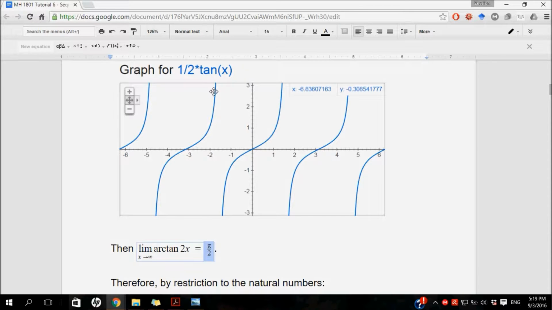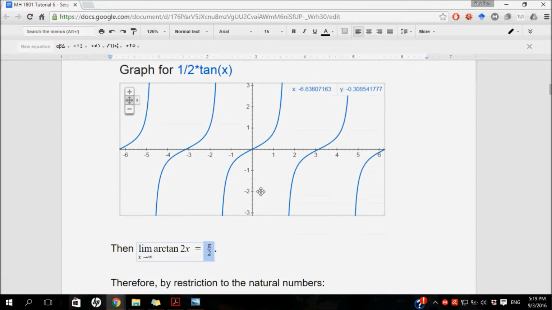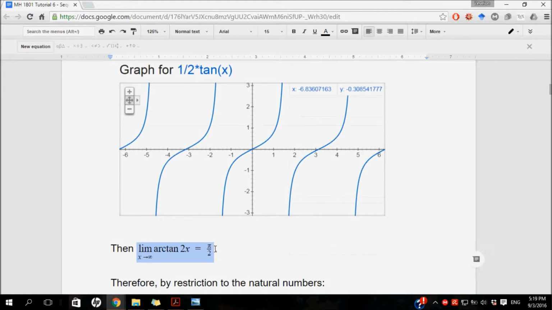And because we are reflecting this portion about the line y equals x, this vertical asymptote is going to correspond to the horizontal asymptote which you see in the graph for the arctangent of 2x, meaning that we have this limit. The limit as x tends towards infinity of arctangent of 2x is going to be pi over 2, which comes from the fact that at this point we have a vertical asymptote at pi over 2.